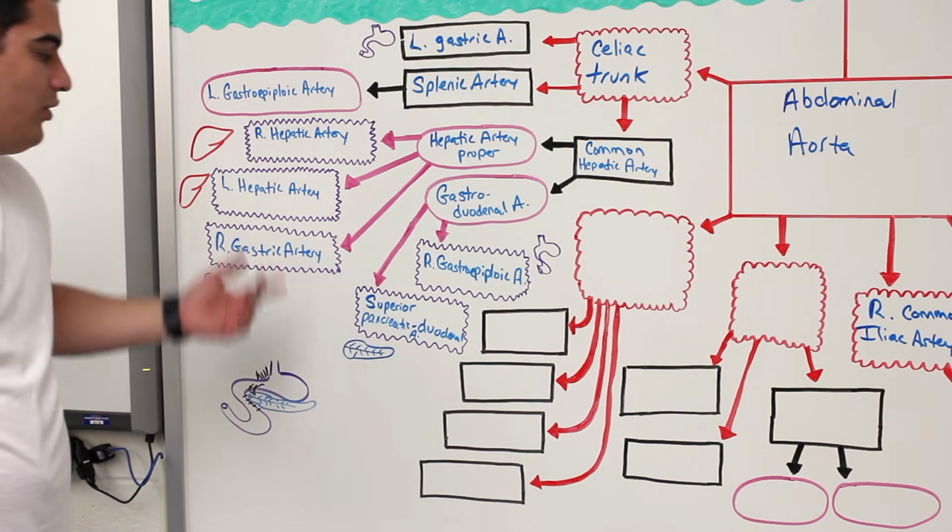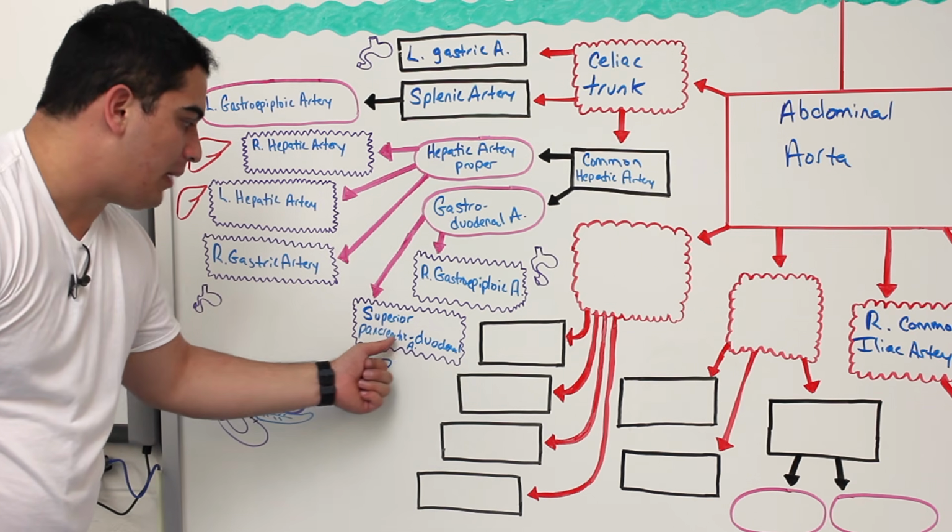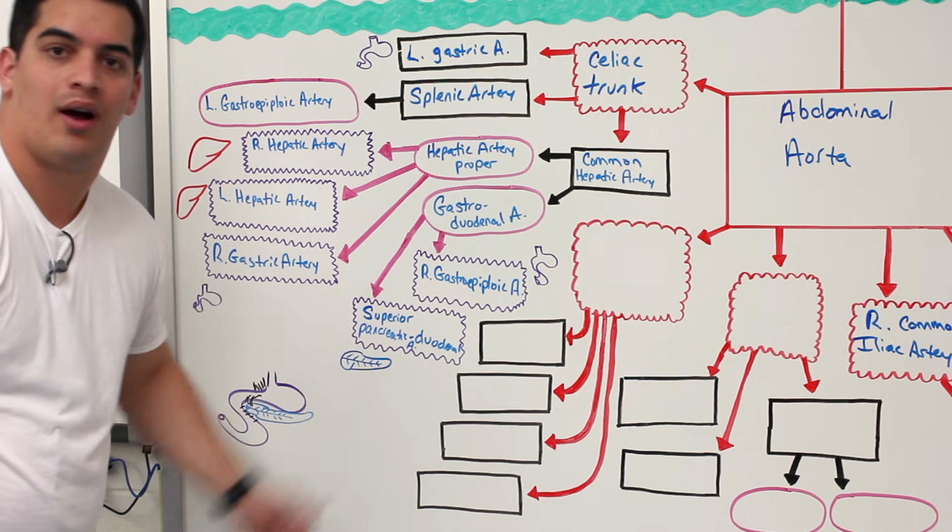So again, what does it supply? You can obviously see it within its name. It's supplying the actual superior aspect of the pancreas as well as the beginning parts of the duodenum. That's it.